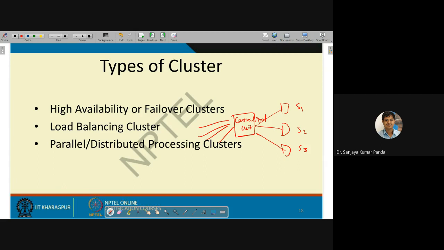Next one is called parallel and distributed processing clusters. Okay, so you know distributed means in different places we have a number of different clusters. So we have to coordinate among different clusters to execute a particular work. Like that, different classifications are given in different research articles and different books related to different types of cluster.